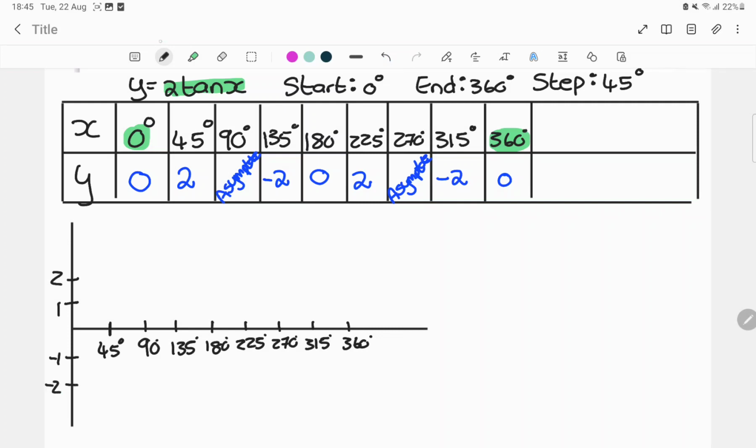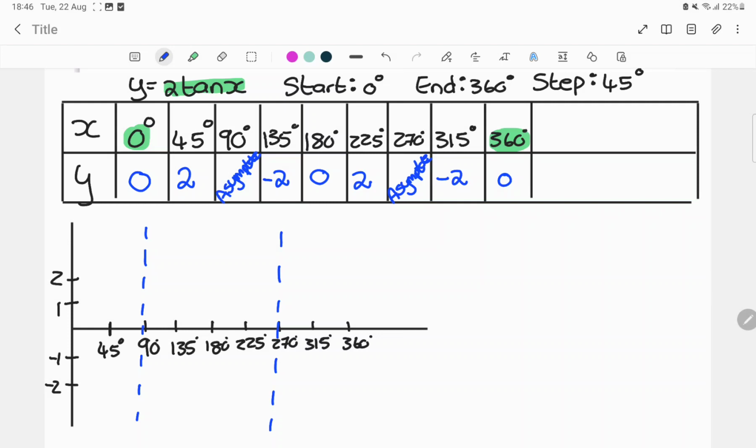Alright, the first thing you want to plot is your asymptotes. So we have an asymptote at 90 degrees. So I'm going to make a simple line here. I don't have a ruler unfortunately, so my line is a bit skew. And then at 270 I also had an asymptote. So once again here I'm putting my stipple line.